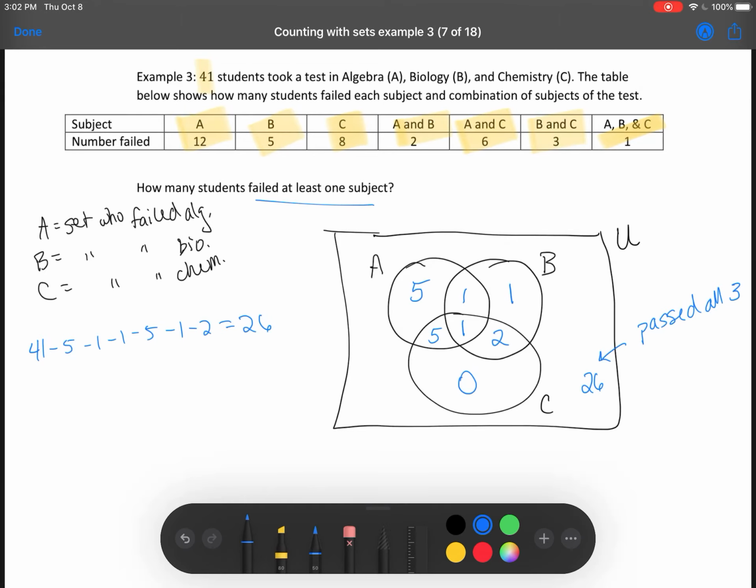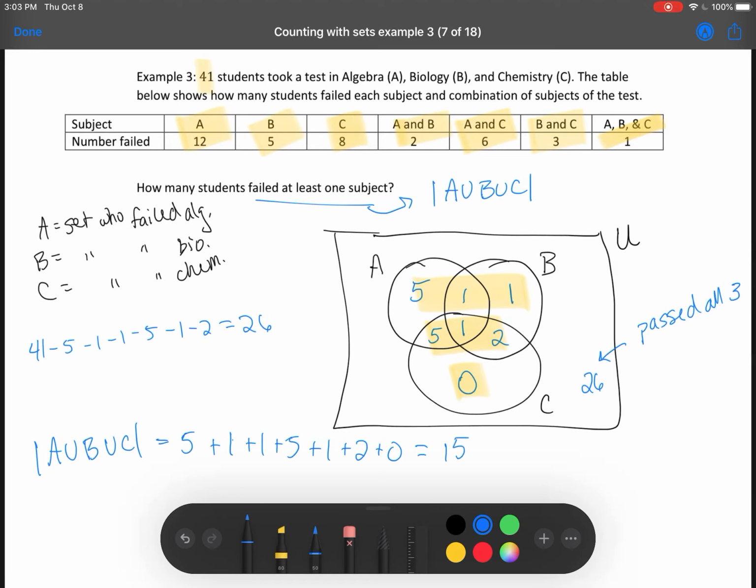What we're really asked to find is how many students failed at least one subject, and that would be the cardinality of A union B union C. The way that we're going to get that is to take all the numbers in our Venn diagram, just the ones that are inside the circles, and add them up. So for our answer, the cardinality of A union B union C is 5 plus 1 plus 1 plus 5 plus 1 plus 2 plus 0, even though we don't really need to add 0. And that would be 15 students failed at least one subject.